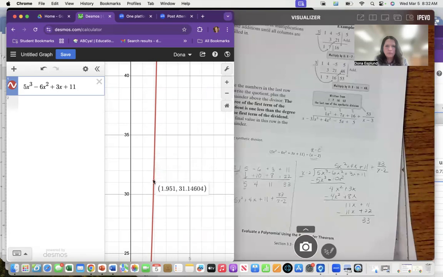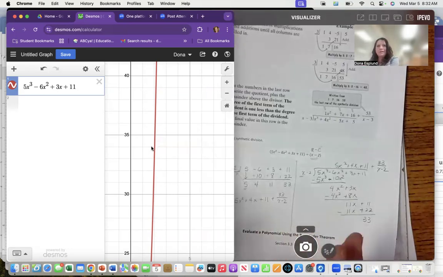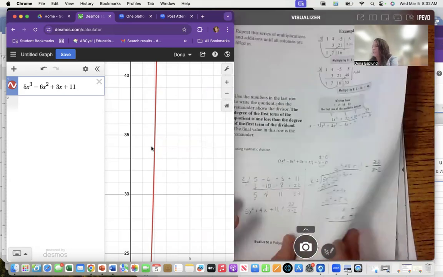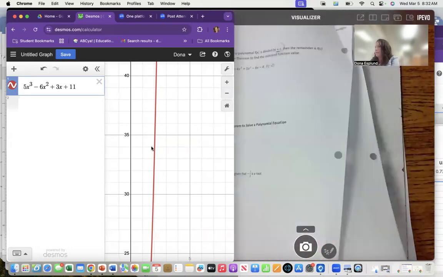X is equal to 2. Where am I going? I've got to go a little higher there. 2. There we go, 2. So 2, if I can finally get it to there, it's not going to like it really well, but notice that it is just right at 33. And so that's telling me that the same answer, so whatever I get as a remainder, also correlates to the point of f of that number.